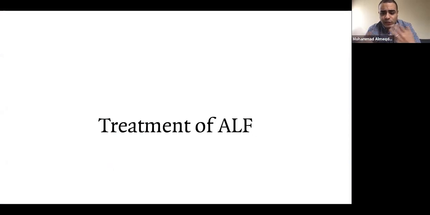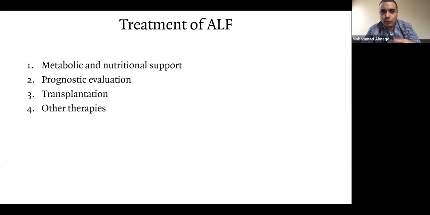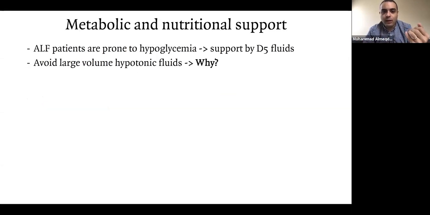So again, we mentioned how to treat these people, but really you have to deal with them until you get them to liver transplant, right? So you have to give them metabolic nutritional support. You have to prognostically evaluate them if they're fit for transplant, and then you transplant them, and then there's some other therapies. Somebody with acute liver failure is prone to hypoglycemia. Remember, all metabolism happens in the liver. Glycogenolysis, gluconeogenesis, all this is stopped.